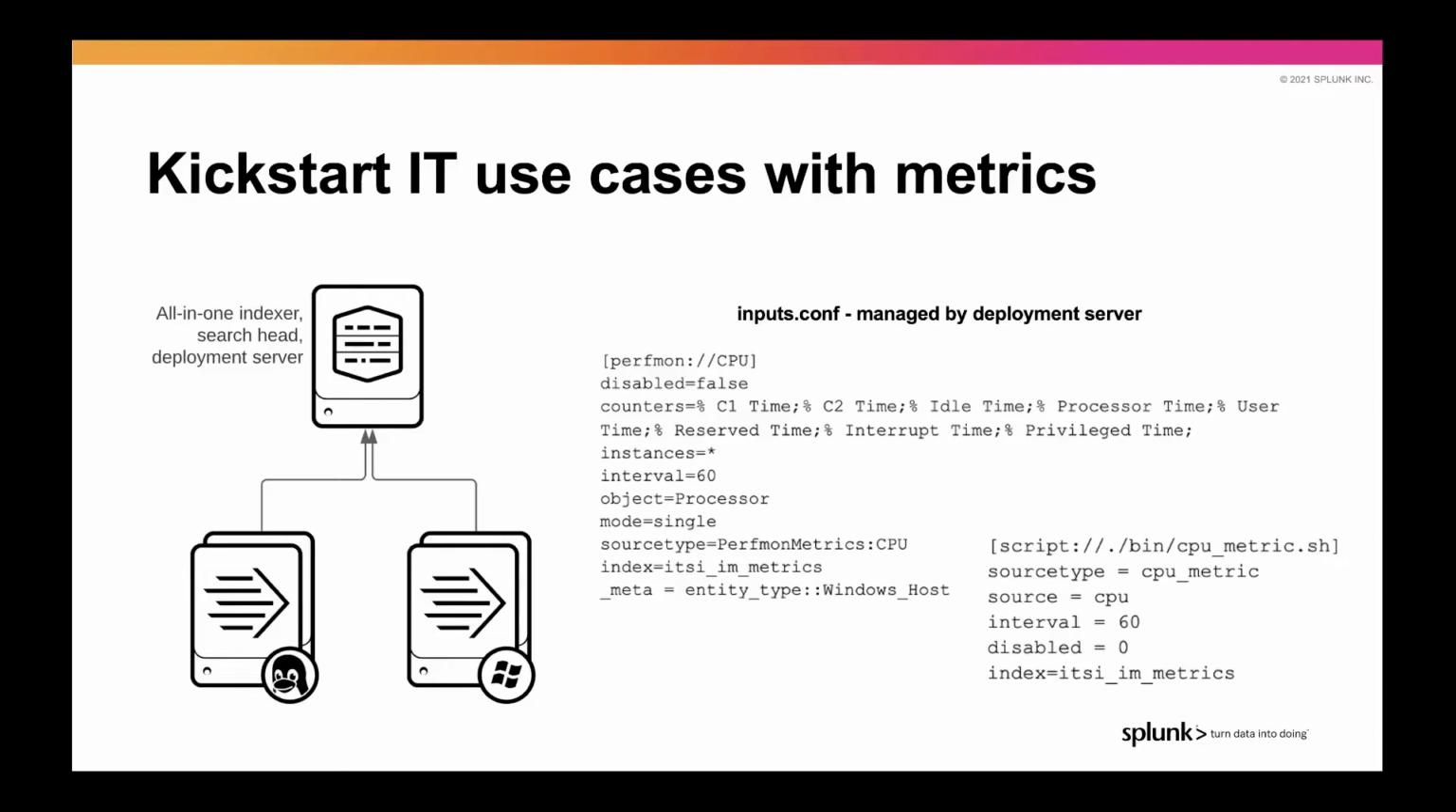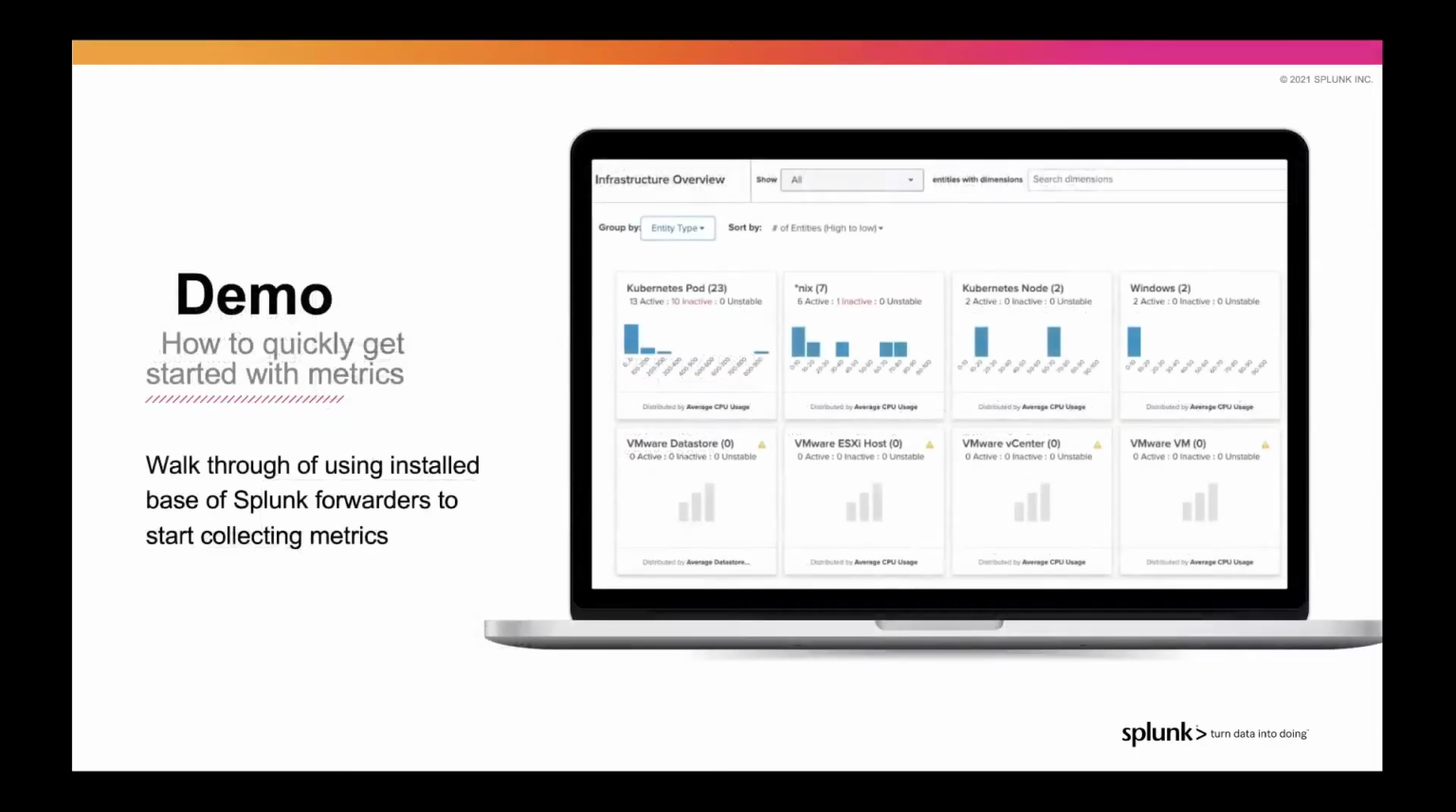We're using the Windows and Linux add-ons to collect the logs appropriate for each OS, and our deployment server is configured to manage those add-ons for us, so that when we need to make a change, we only need to make it on the deployment server, which will take care of pushing that change out to the forwarders. This will make it very easy for me to add metrics collection to support my IT monitoring use case. So with that, and without further ado, let's get on with the demo.